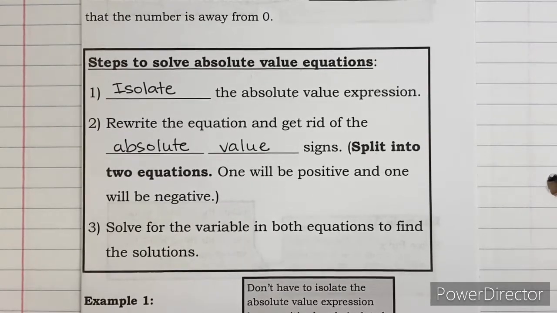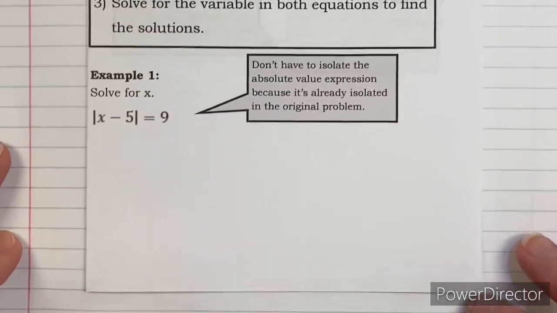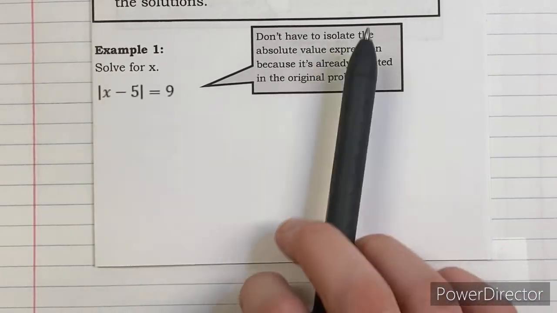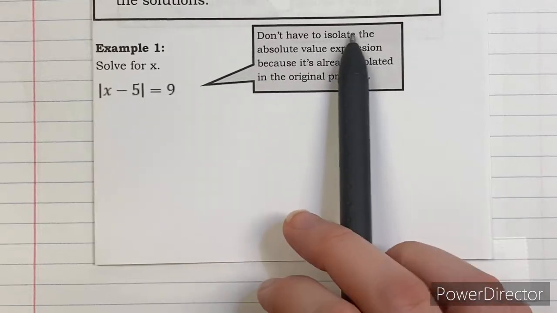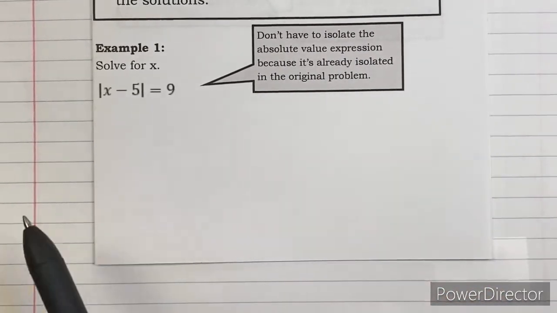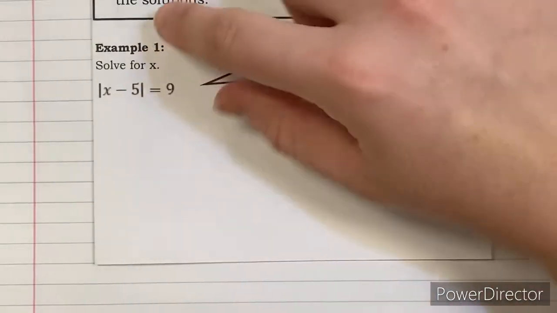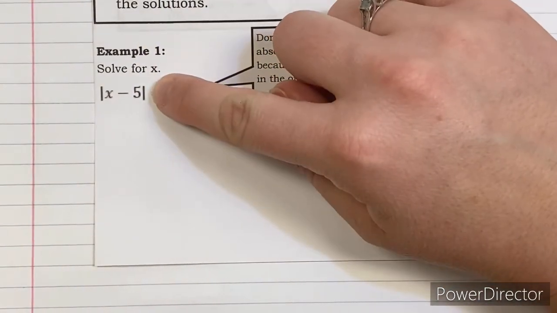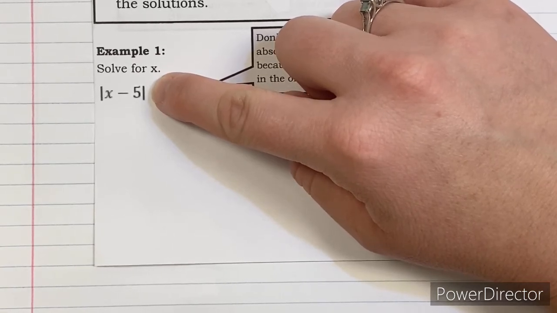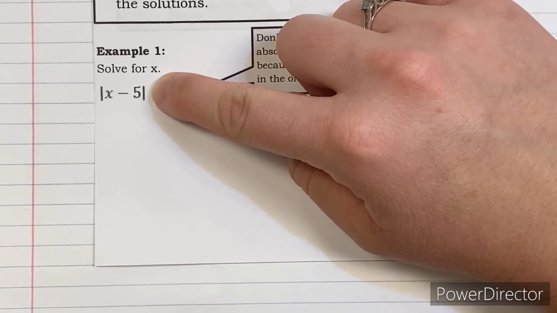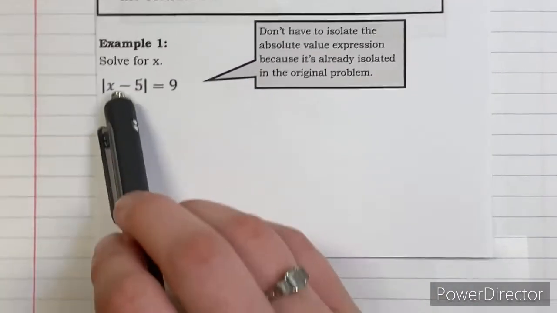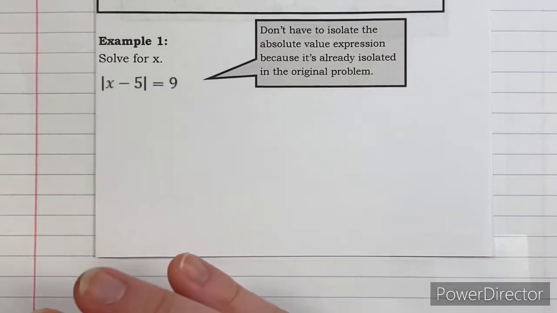So let's go ahead and look at example number 1. I have a little clue box type thing up here. It says don't have to isolate the absolute value expression because it's already isolated in the original problem. So what I mean by that, if we cover the equal sign and everything on the right, is the only thing that is there the absolute value bars and everything that's in it? If it is, then you get to skip step 1 totally. So this one is already isolated, it's by itself, so I get to skip step 1.